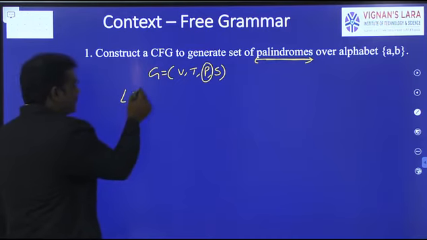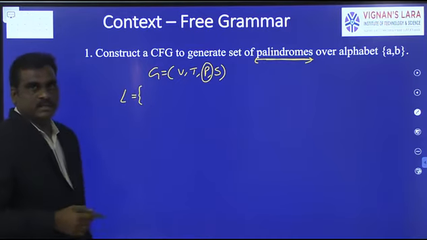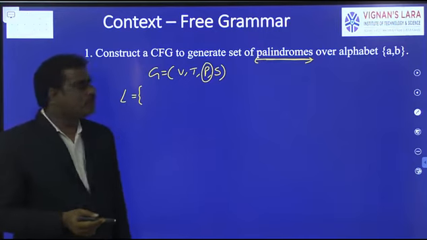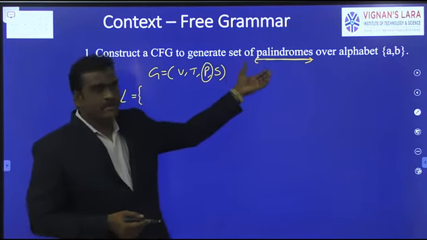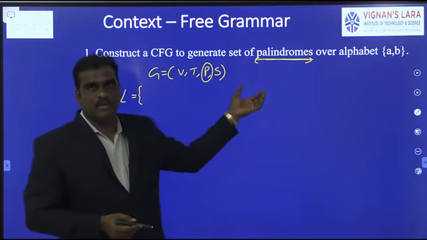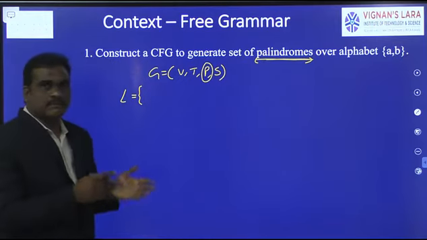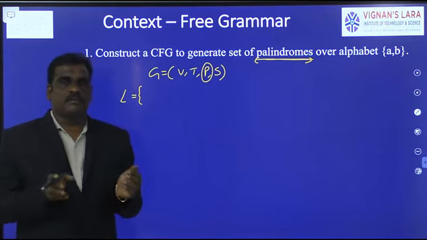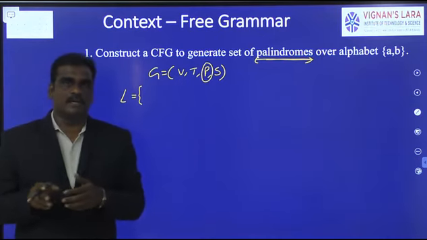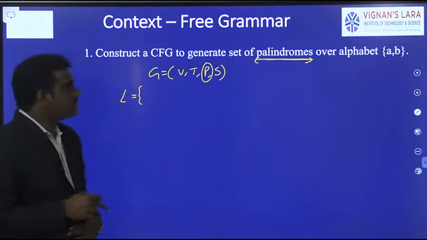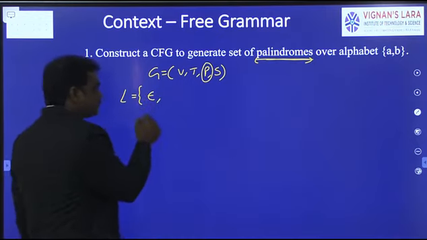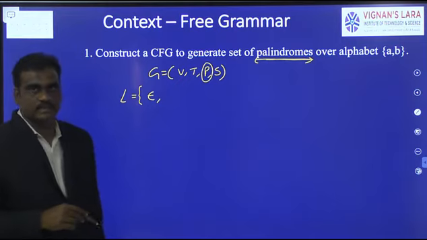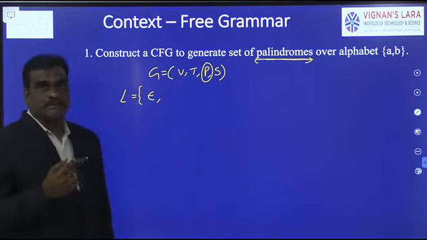Language means nothing but a set of valid strings. Here the strings should be palindromes. What is meant by palindrome? Palindrome means the first letter and the last letter should be the same. For example, here the minimum string is epsilon. And we have two types of palindromes.